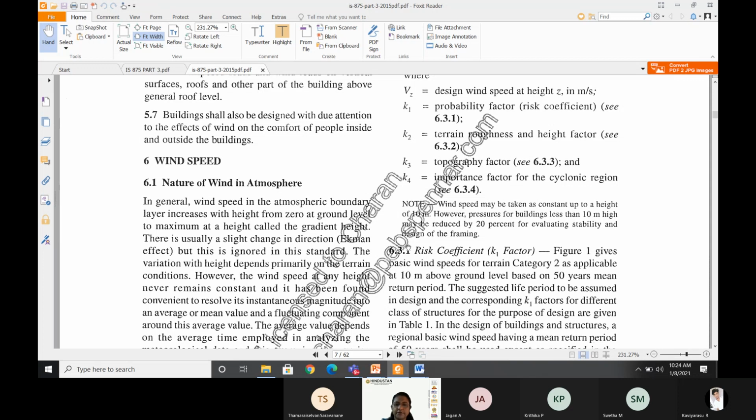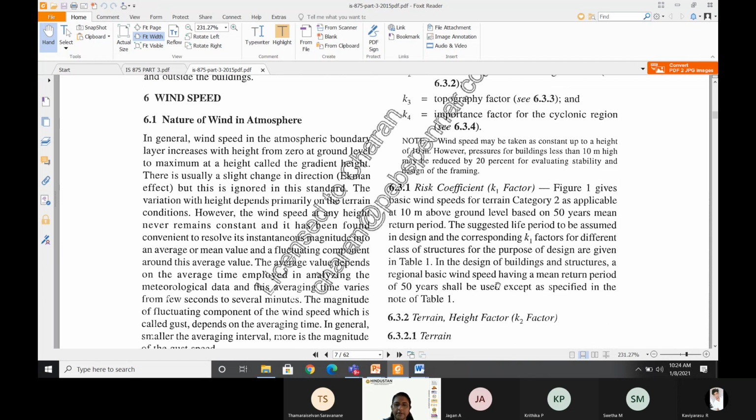So first one, the risk coefficient K1 factor. So here I'll go directly. You have to read all these things. There is no time for me to read everything and explain here. Please download this code book and read all these things.